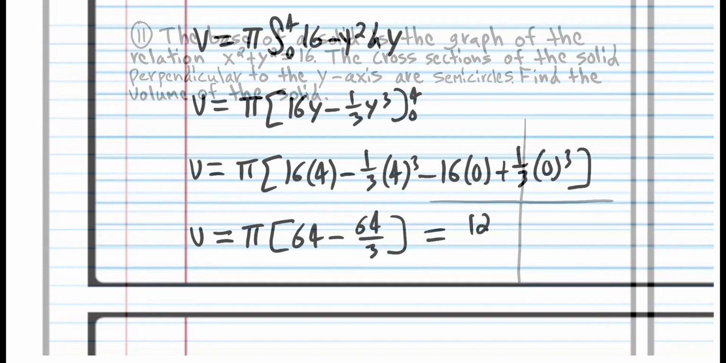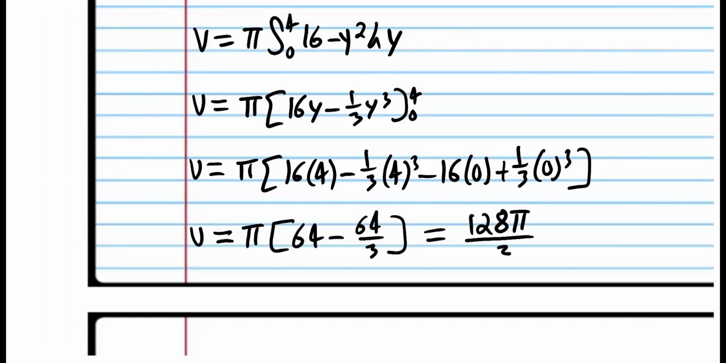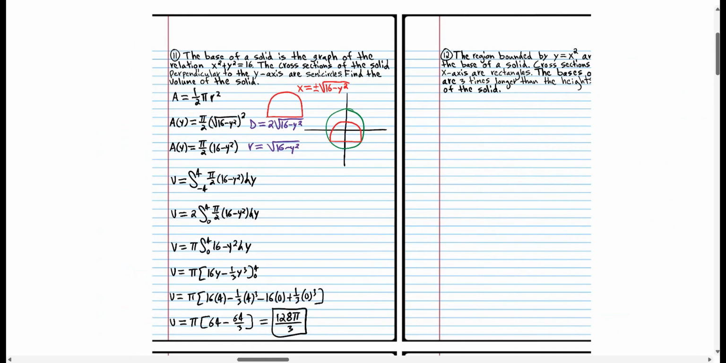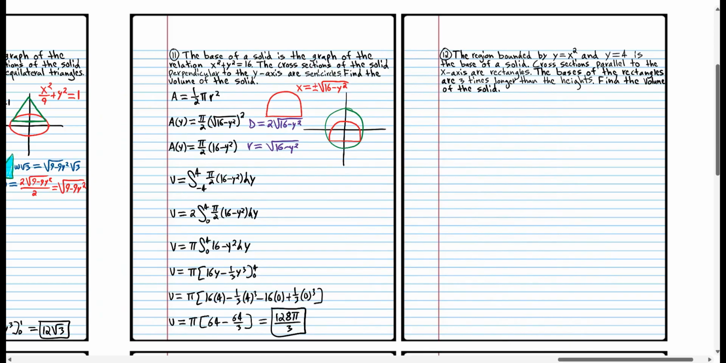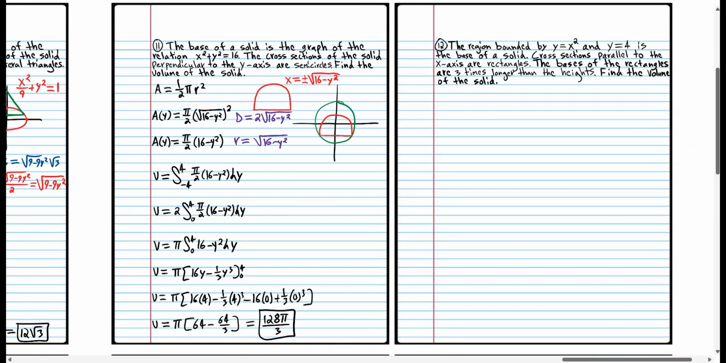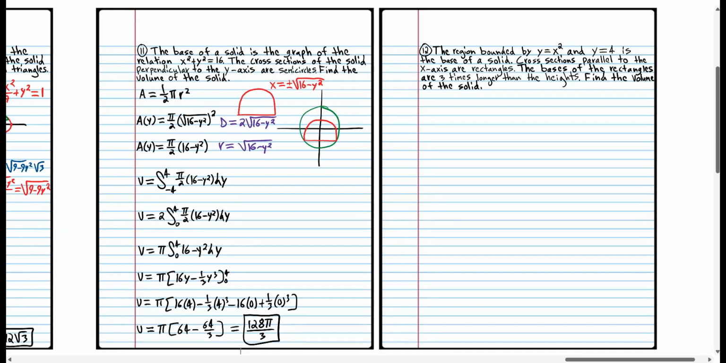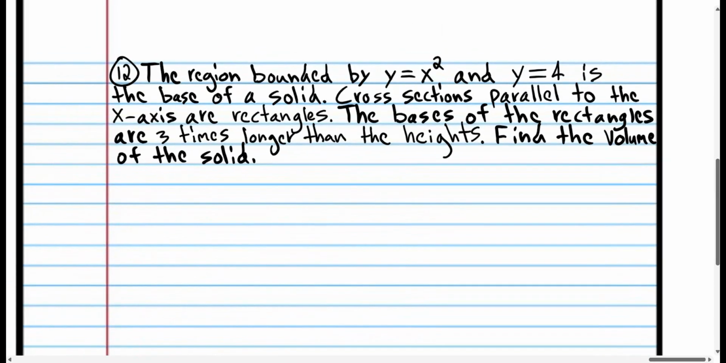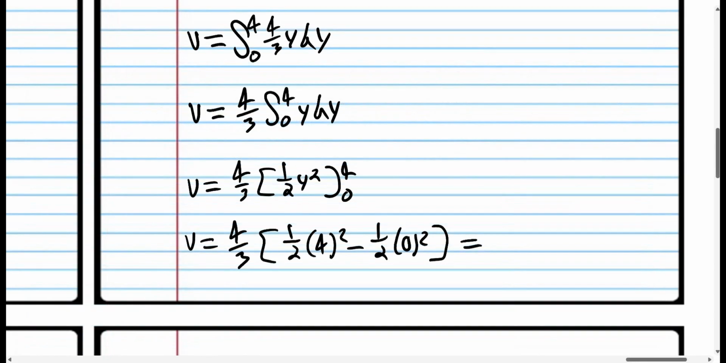Okay, we're back. So if you got that right, excellent. Okay. So go ahead and try number 12. And when you come back, we'll do it together. Okay, we're back. That's going to give us 32 over 3. So if you got that right, excellent.